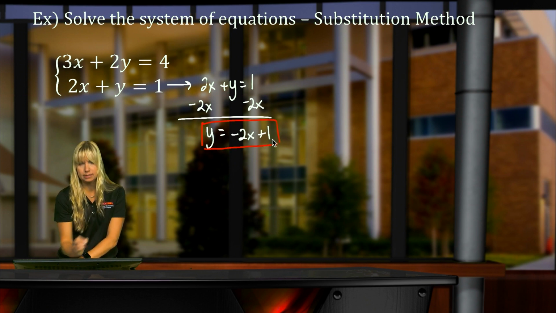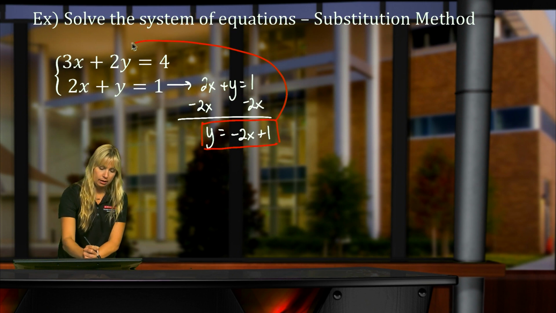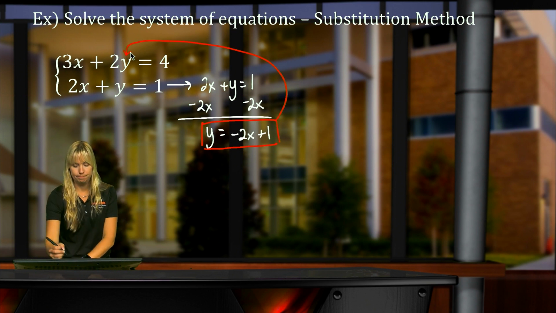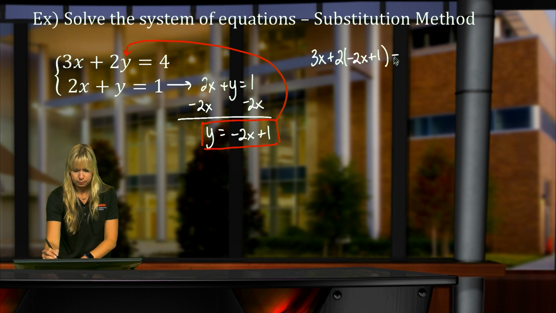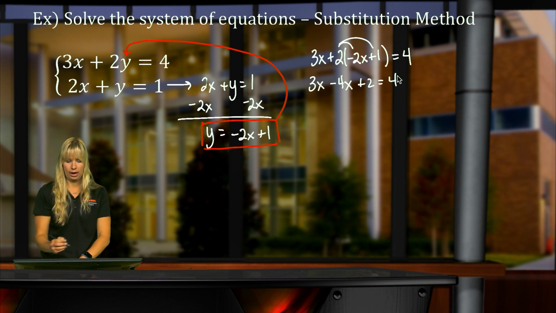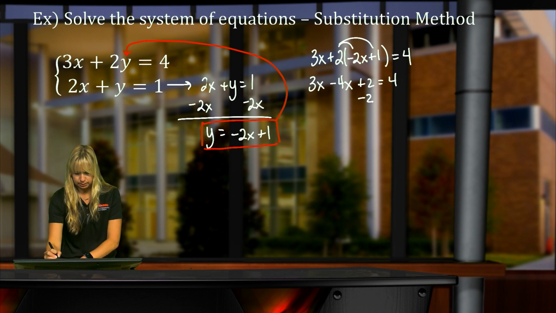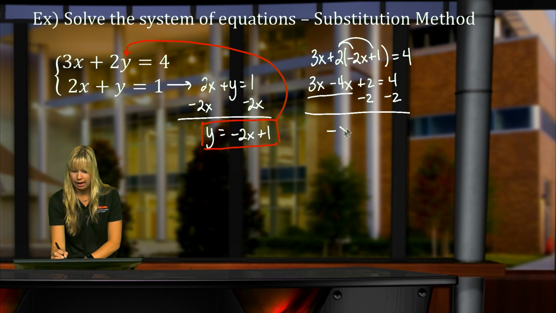And we're going to take this value of y and substitute it in for y in our first equation. So we have 3x plus 2, instead of y, we're going to substitute in negative 2x plus 1, equals 4. To solve, distribute 2. 3x minus 4x plus 2 equals 4. Subtract 2 and combine like terms at the same time. 3x minus 4x is negative x equals positive 2. Divide both sides by negative 1. X equals negative 2.